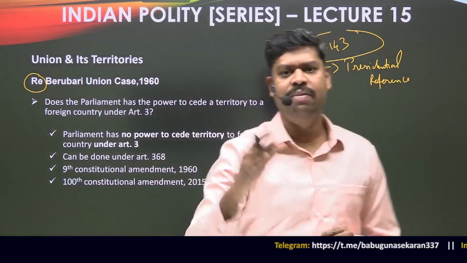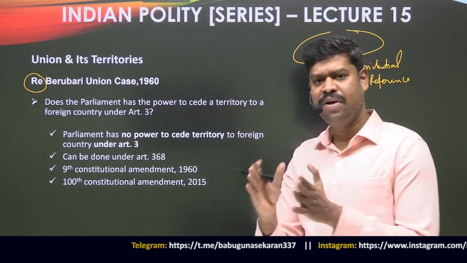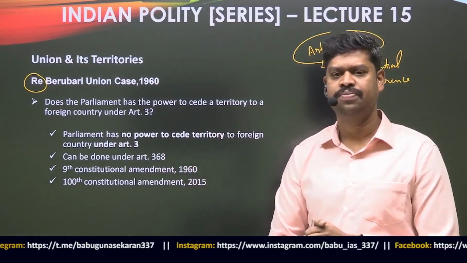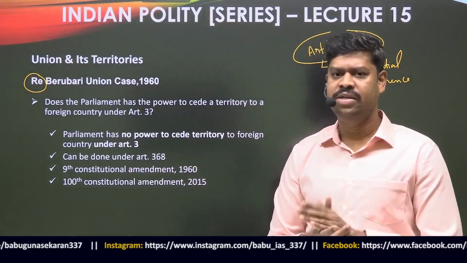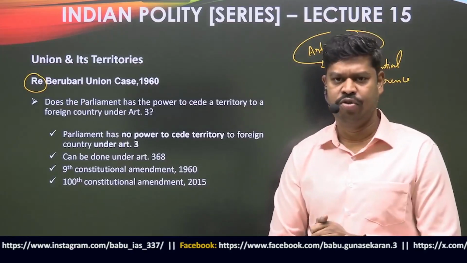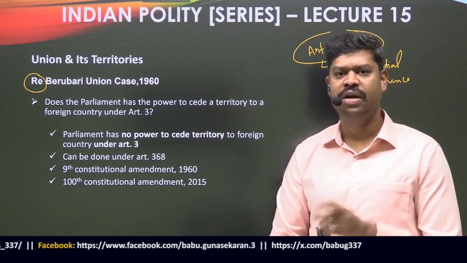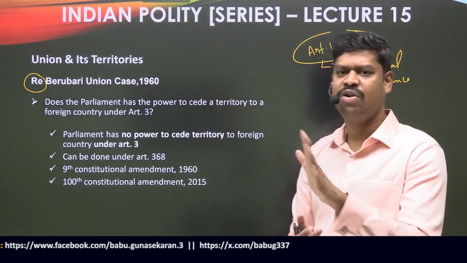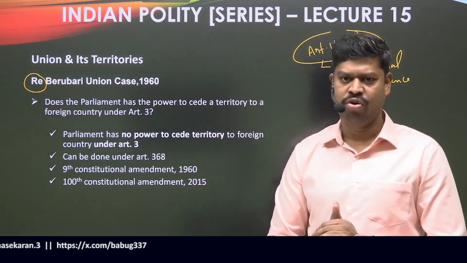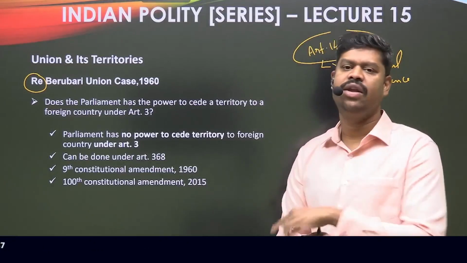And if the parliament has the power to cede a territory to a foreign country, then what is the way by which it can cede a territory to a foreign country? That's the next question they have to answer. The Supreme Court clearly said, while the parliament has the power to cede a territory to a foreign country, it does not have the power to cede a territory by a simple act of parliament. That is not possible. They cannot do it under Article 3 of the Constitution. However, they can do it under Article 368 of the Constitution.